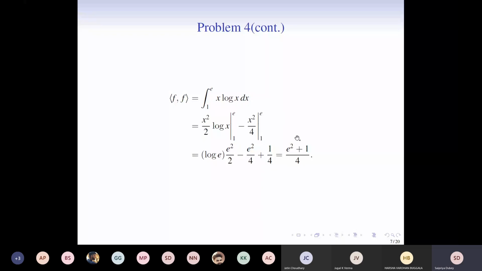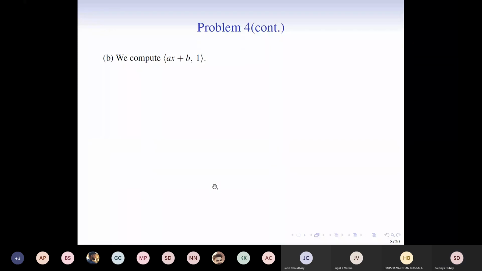But is this the norm of f? No, it is just the inner product of f and f. We need to compute the norm of f. For that, we need to take the square root. Right? So this gives us the norm of f.